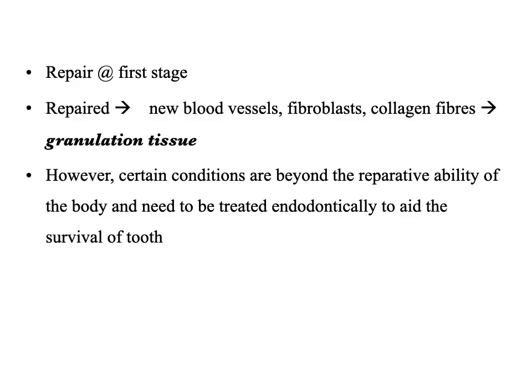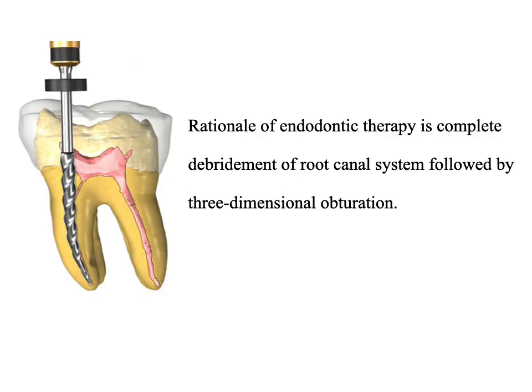First and foremost, the repair is at the first stage. The pulp tries to repair itself. If it is repaired, new blood vessels, fibroblasts or collagen fibrils are formed, which results in granulation tissue formation. However, if it is beyond the reparative capacity, it causes irreversible changes which results in endodontic treatment for the survival of the tooth. The rationale of endodontic therapy is complete debridement of the root canal system followed by 3-dimensional obturation.